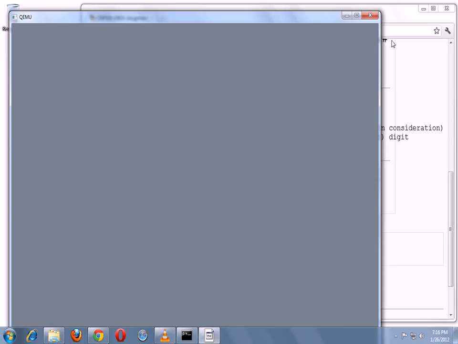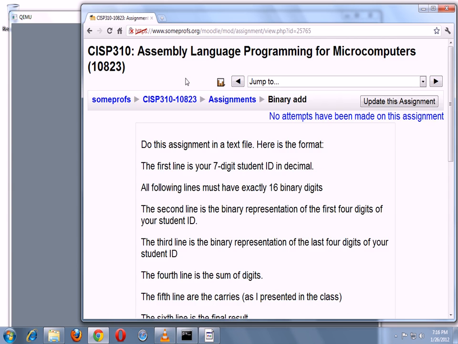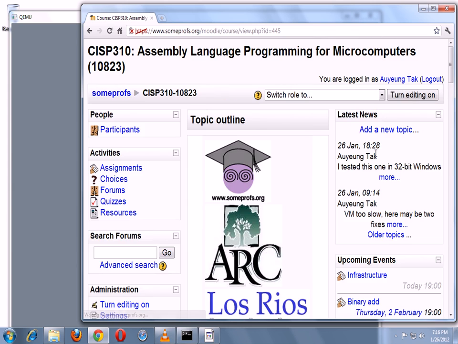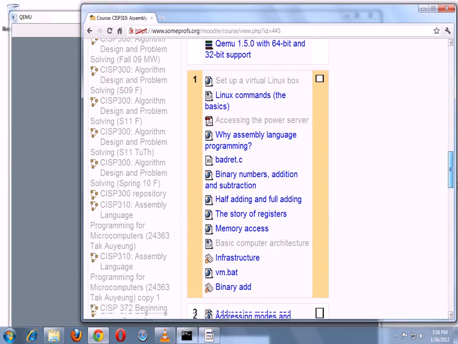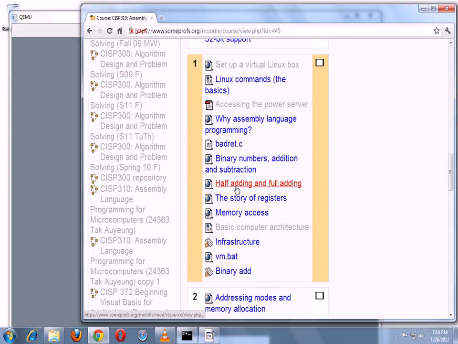All right. If there are no questions, I have created a new link to another note or module that I have written before. It's called half adding and full adding, which is things that we have done already, but it gives it a more formal treatment. So we'll go back and talk about this after we talk about memory access.